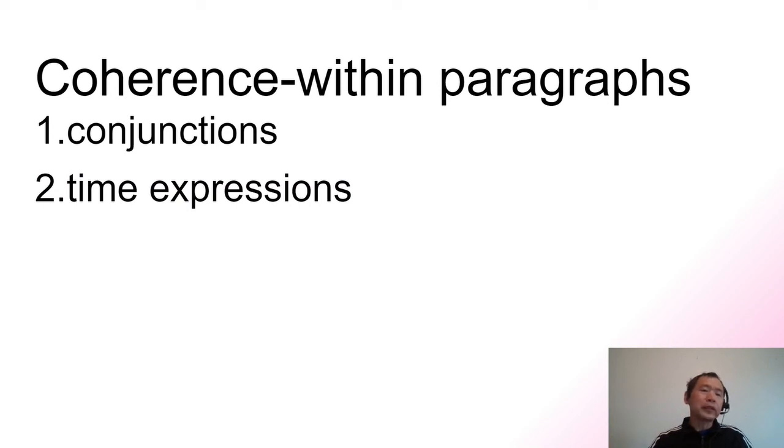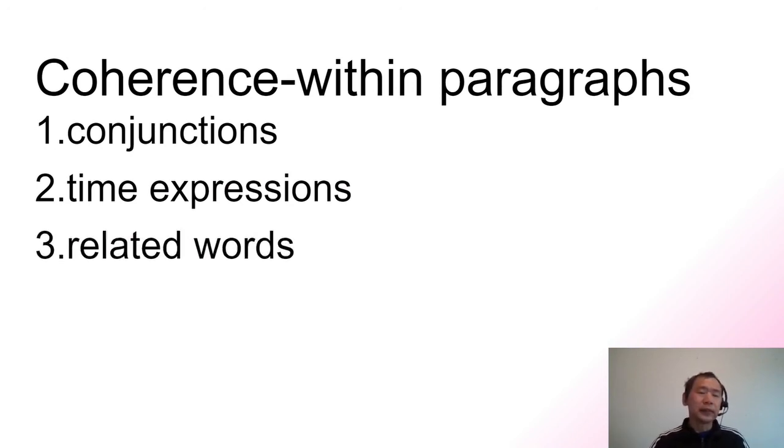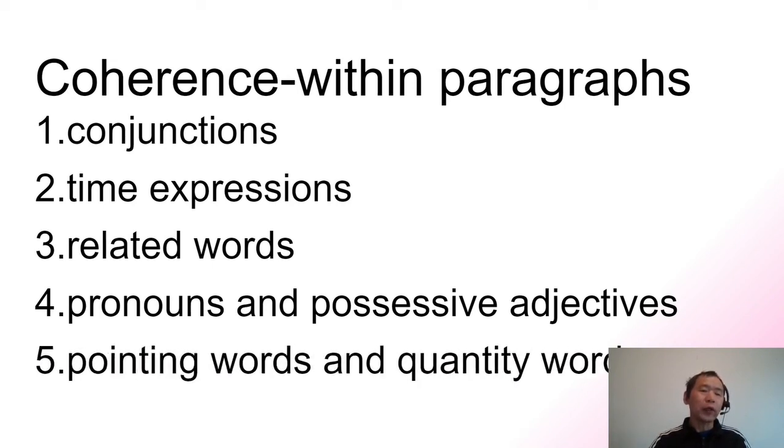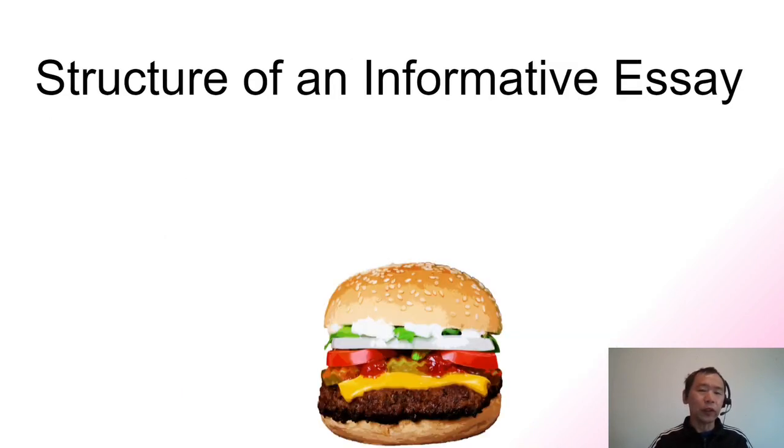If you are writing about a sequence, then you can use time expressions: first, next, then, etc. And you can use topic-related words. If you are writing on a certain topic, the words that you are going to use should be related to the topic. And we can use pronouns and possessive adjectives to refer to the information that you wrote earlier. And finally, we can use pointing words or quantity words to link the sentences within a paragraph.